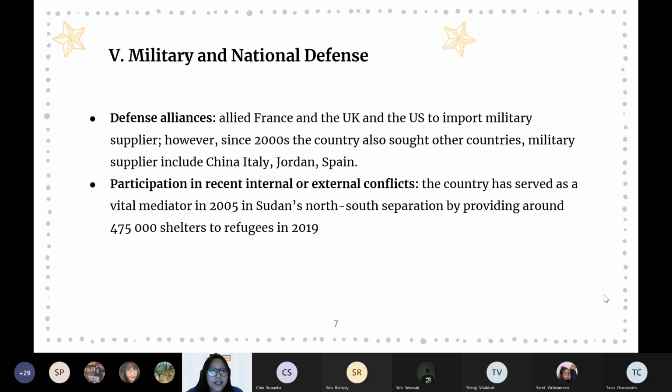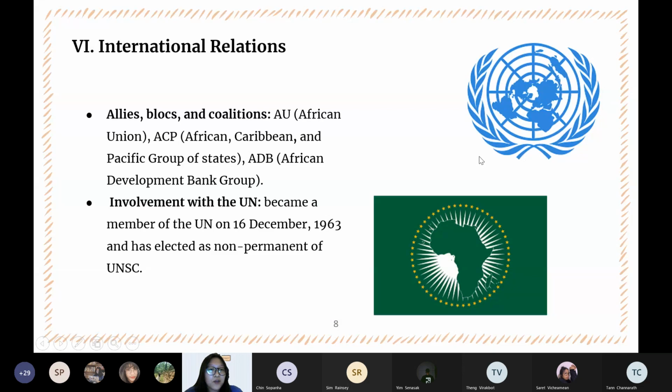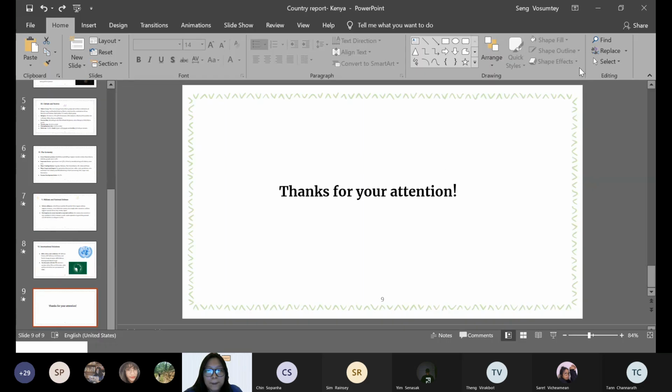While there's also participation in recent external and internal conflicts, such as mediation in 2015 in Sudan's North-South conflict. And the last one is international relations, in which it has a bloc with the AU, African Union, also ACP, African Caribbean Pacific Group of States, and ADB, and also involvement with the UN, in which it became one of the members of the UN on 16 December 1963, and has been elected as a non-permanent member of the UNSC. So that's all for my presentation.